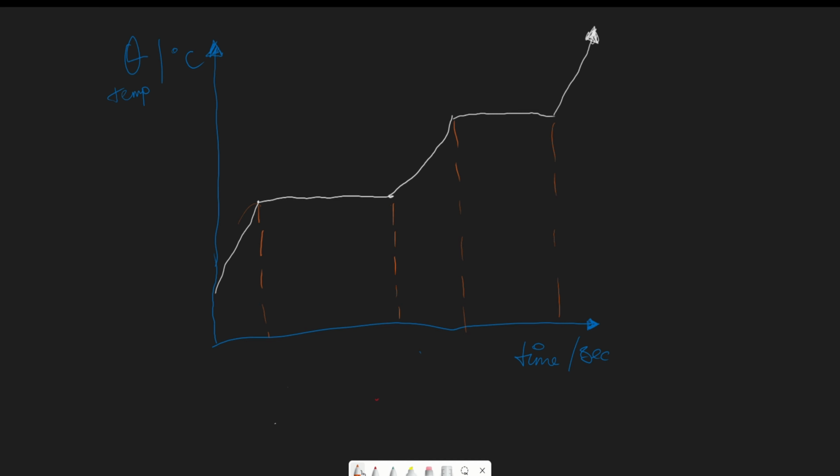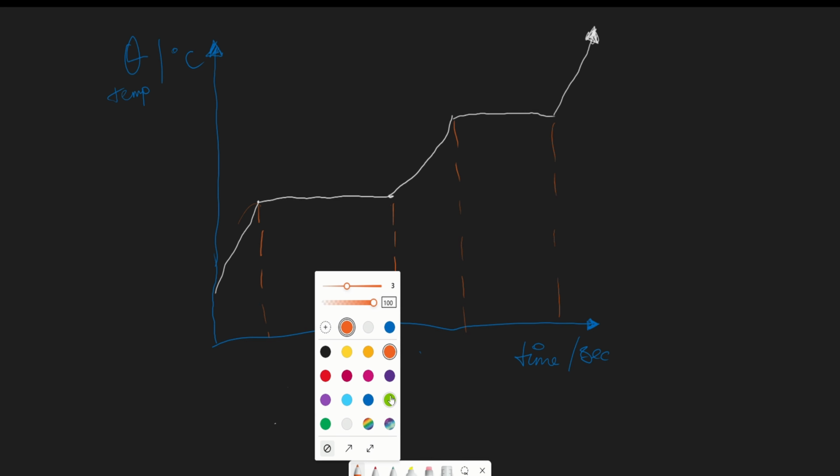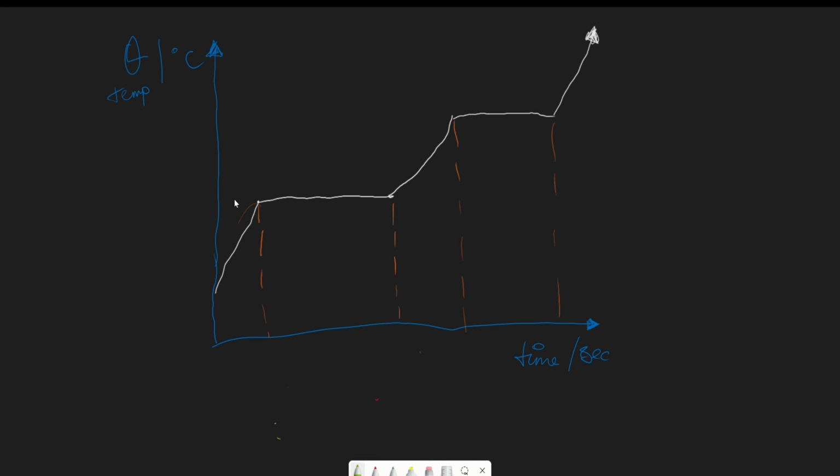So we're going to write the states of matter. I'm going to write the states of matter, and then I'm going to explain why it is so.